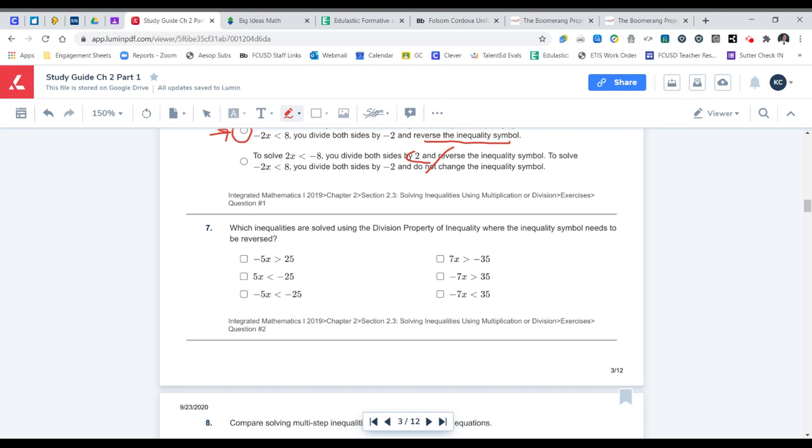Okay, which inequalities are solved using the division property of inequality, where the inequality symbol needs to be reversed? So we need to pick all the ones where it gets reversed. Well, this would be reversed because I divide by a negative. Not this one. Here, I divide by a negative. So, yep, that reverses it. Not this one, divides by a positive. Here, both of these divide by a negative, so they get reversed.